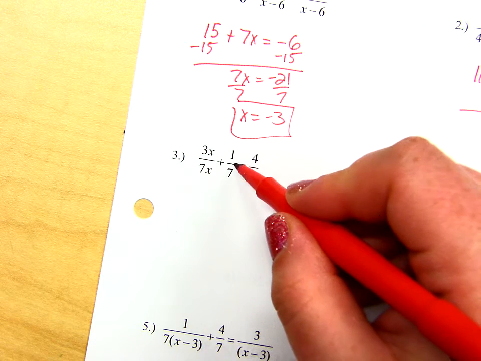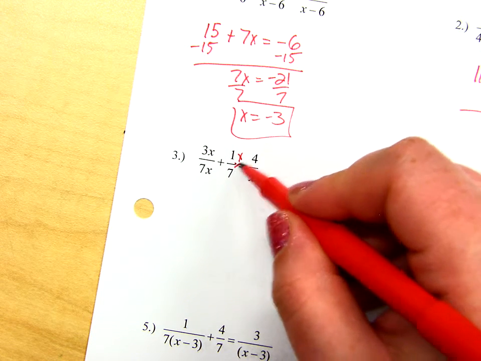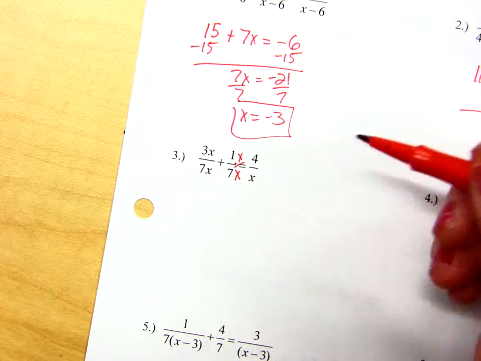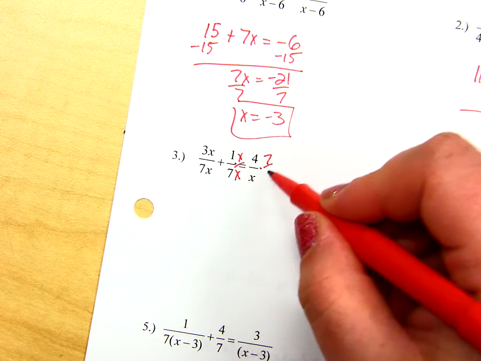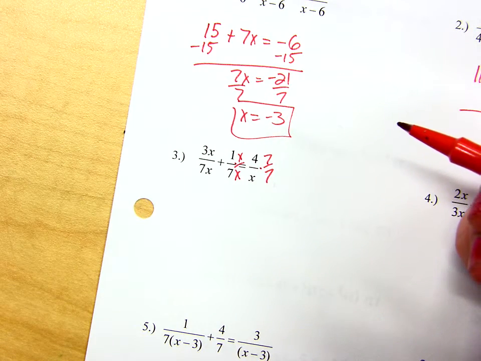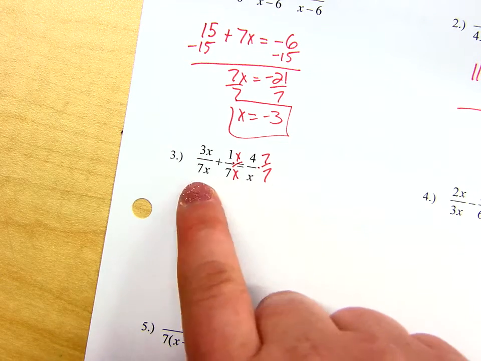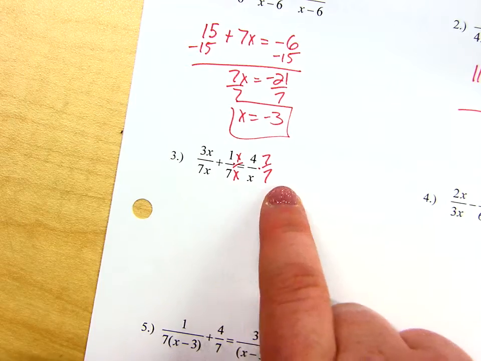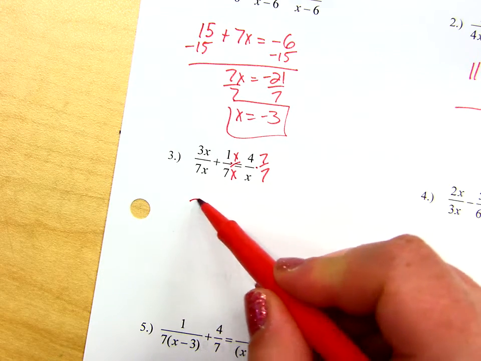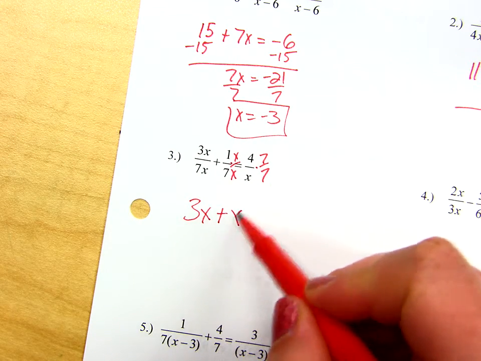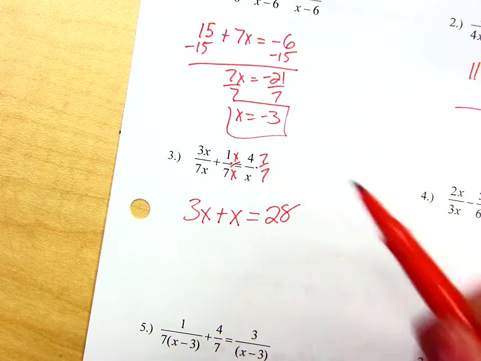The next one doesn't, so I'm going to multiply him by x over x. And what does the last fraction need? 7. So I just multiplied that one by 7. Now that everybody has the same denominator, they all have a 7 and an x. So now I'm really just solving 3x plus x equals 28.